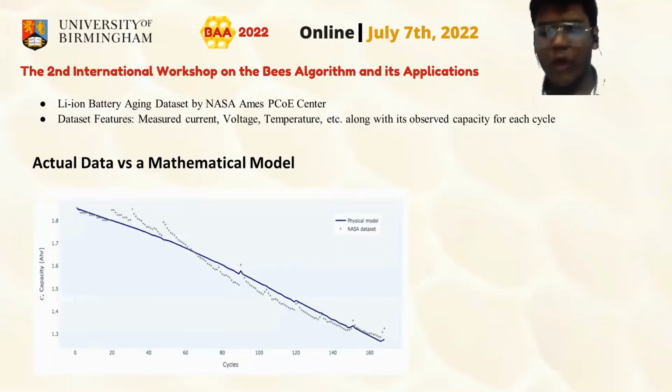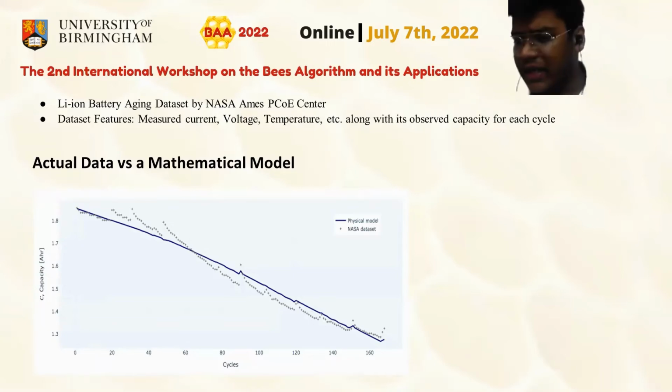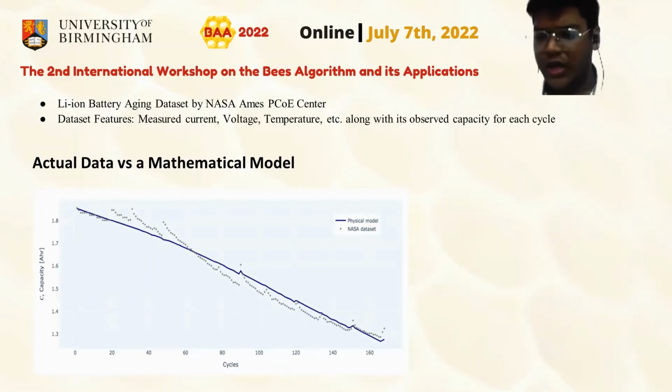So throughout our work, we have used the NASA lithium-ion battery aging dataset. Now, this dataset contains various features that describe the physical and the output conditions during charging and discharging of a battery, like the measured current, the measured voltage, temperature, along with its observed capacity, obviously.